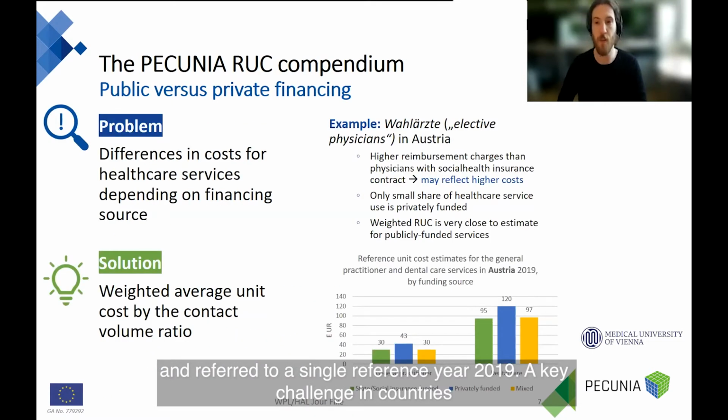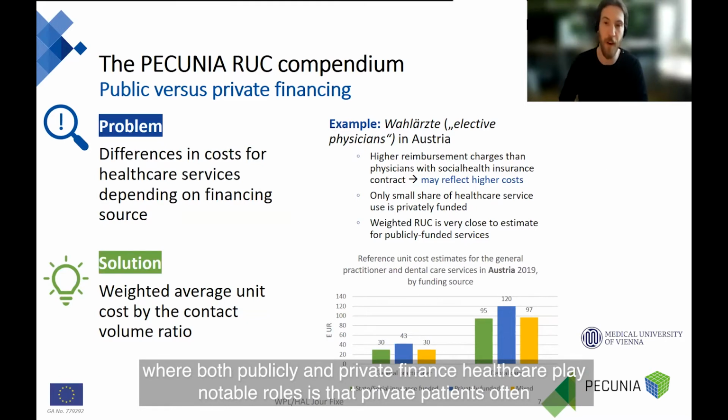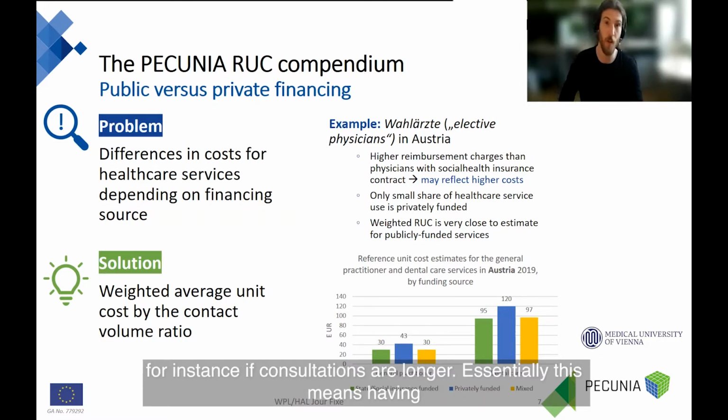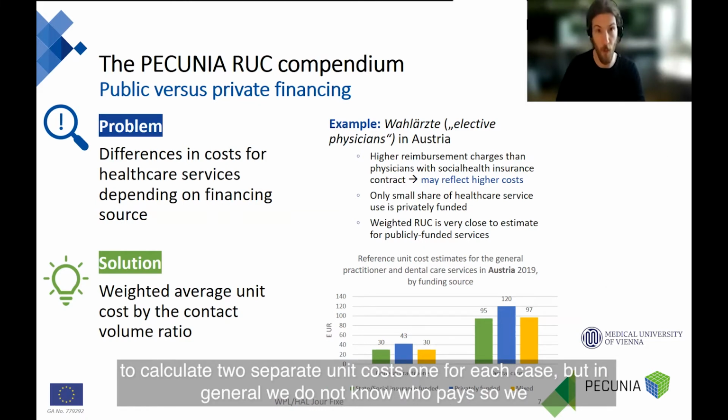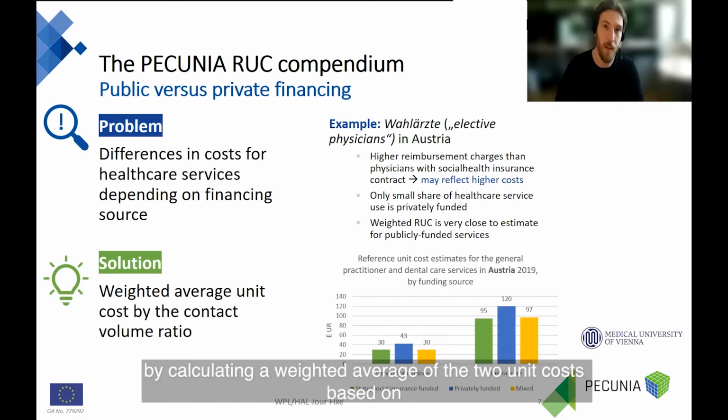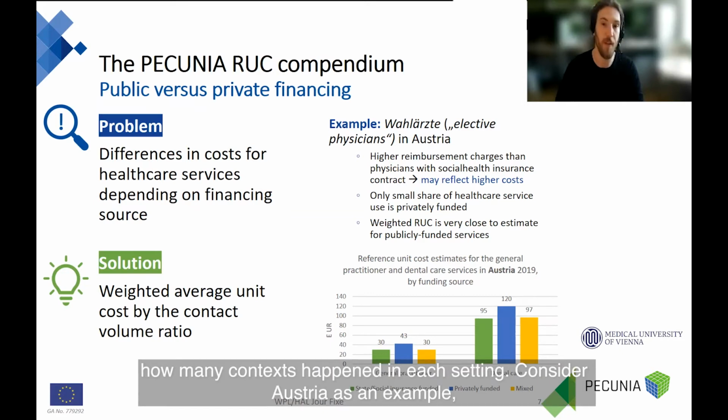A key challenge in countries where both publicly and privately financed healthcare play notable roles is that private patients often face higher prices that may reflect differences in costs if the quality of the service is different, for instance, if consultations are longer. Essentially, this means having to calculate 2 separate unit costs, one for each case. But in general, we do not know who pays, so we need a unit cost that accounts for both cases. In PECUNIA, we solved this issue by calculating a weighted average of the 2 unit costs based on how many contacts happened in each setting.